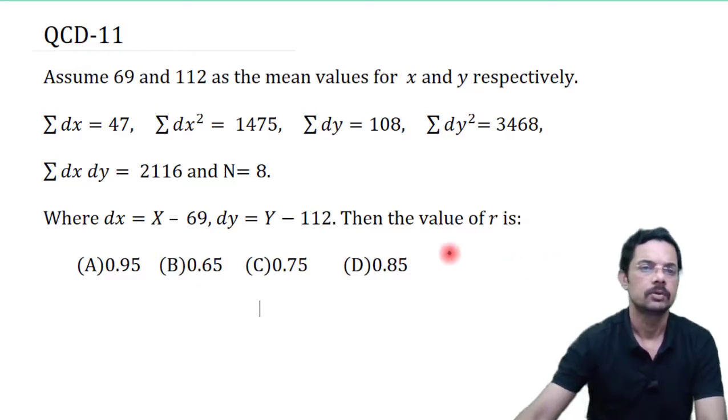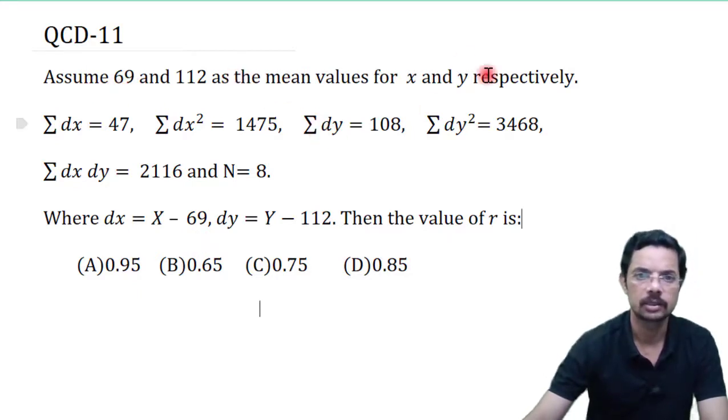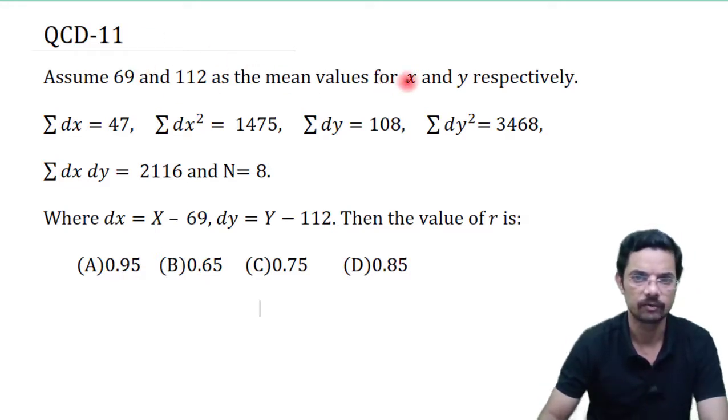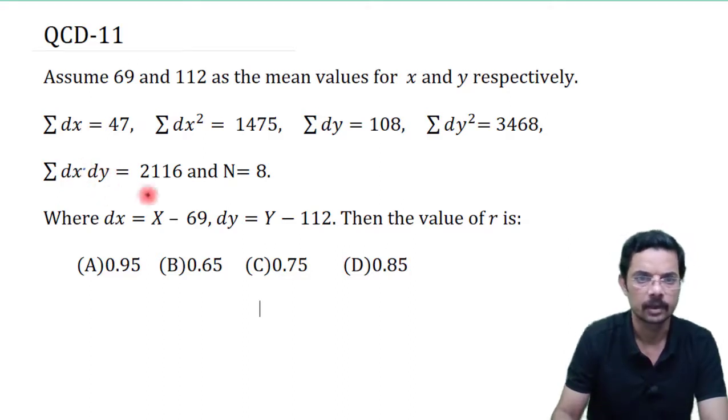Now, we have done this kind of question in the previous class also. Assume that 69 and 112 are the mean values of x and y respectively. We are given these values, sigma dx square, as if the table has been created and all the sum values are there at the bottom. This is dx into dy, and n is equal to 8. This is how the deviations have been found out: dx will be equal to x minus 69.